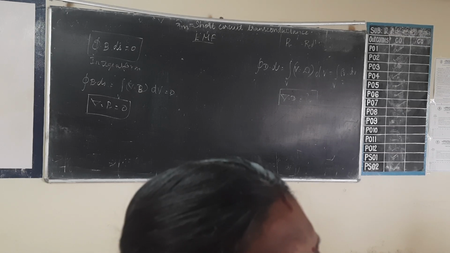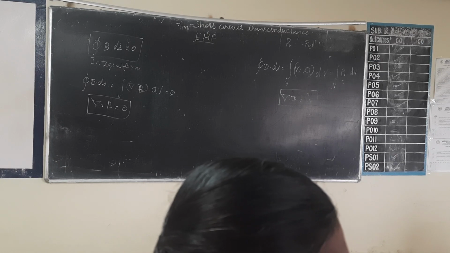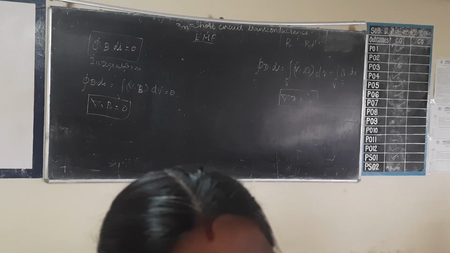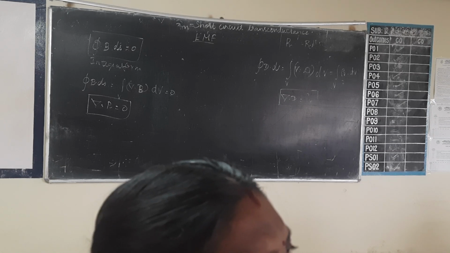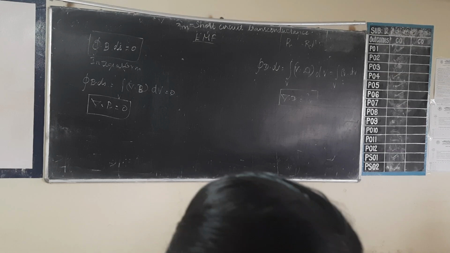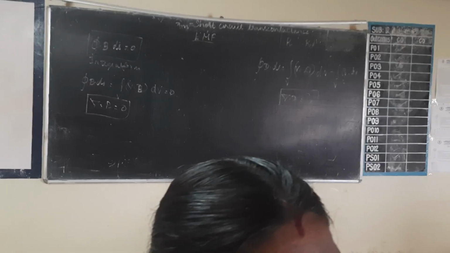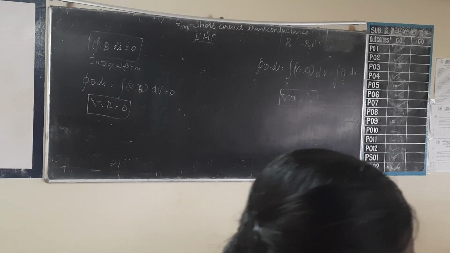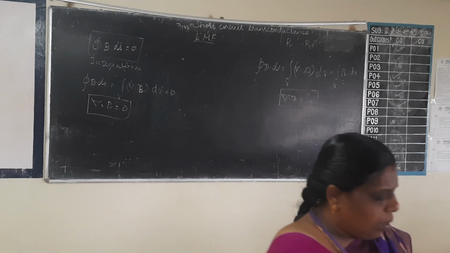The first class, Maxwell's equation using Faraday's law. Very good. Second one, Ampere's circuital law. Third one, Gauss law. The fourth one, Gauss law for magnetostatics. All the four derivations you have to complete. So clear, students? Right. Now we'll go for Maxwell's equations for time varying field.